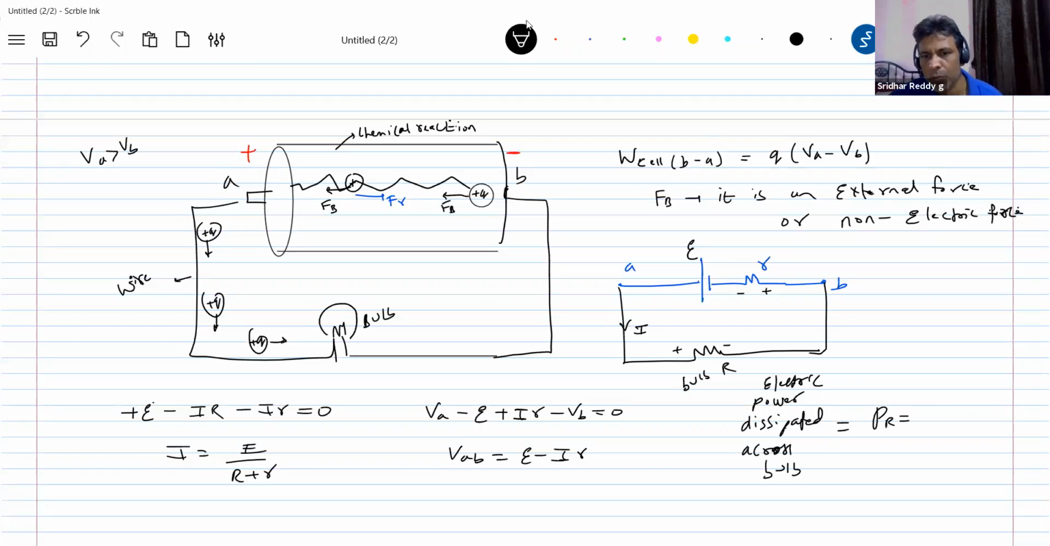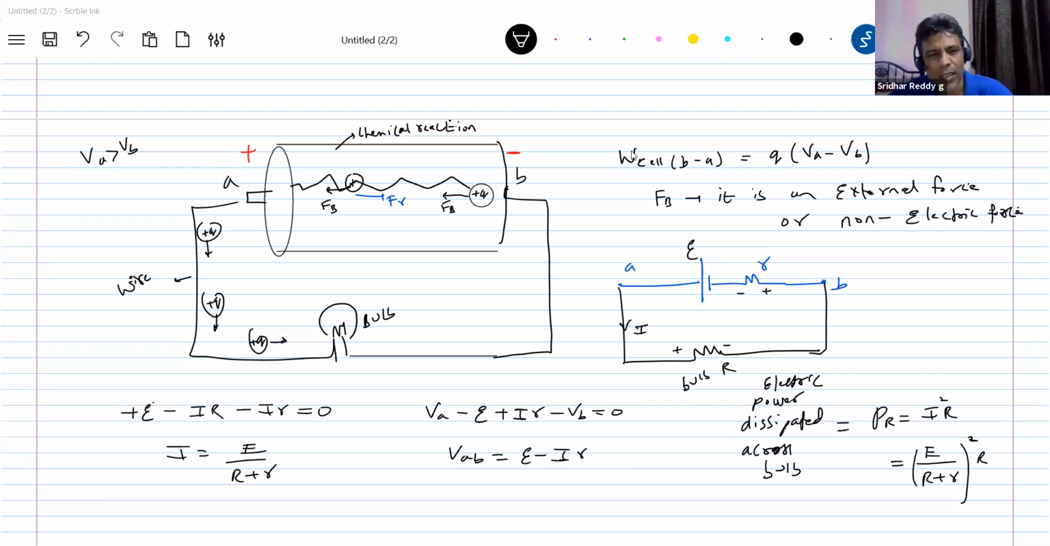Power dissipated across the bulb should be equal to I squared R, capital R. What is I equal to? This should be E by R plus r. Because of internal resistance, there is some energy loss. Earlier, in the ideal case, the work done by the cell had no opposition to the flow of charge. Practically, opposition occurs. A part of the work done by the cell should be utilized to overcome that resistance.